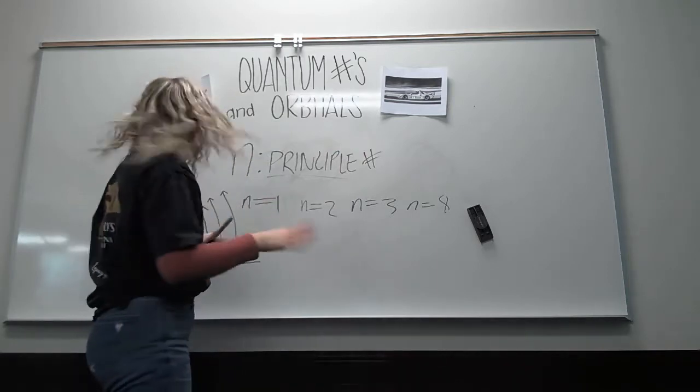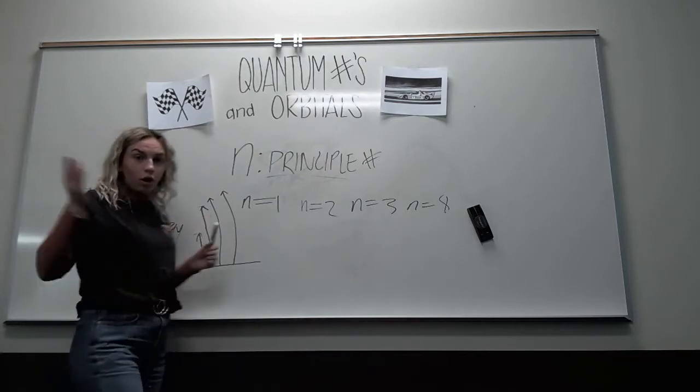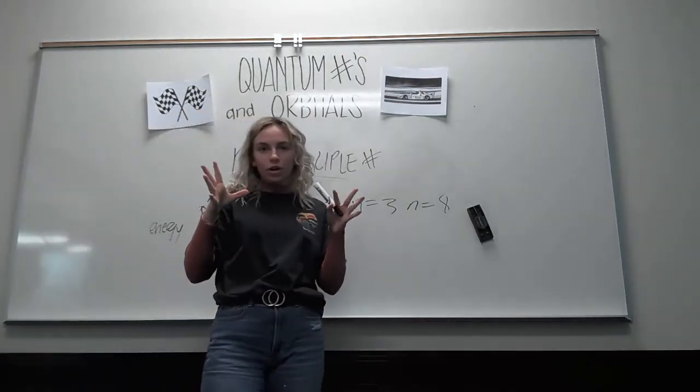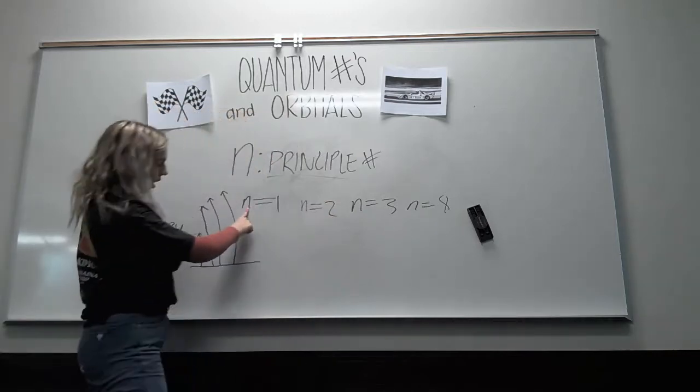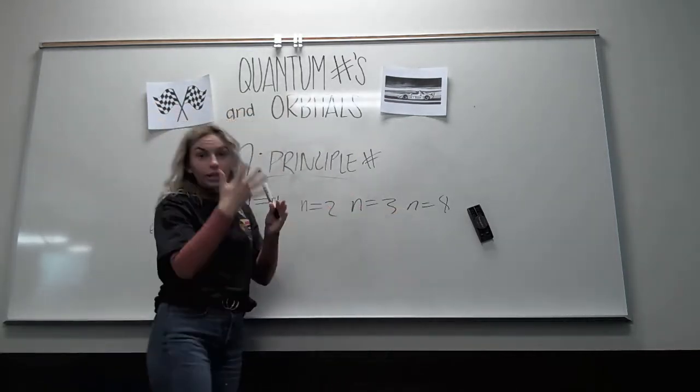That was kind of confusing, but these are the different types of energy levels. Each number associates to a different energy level. So n equals 1 is the lowest energy, then 2, 3, 4, increasing in energy level.